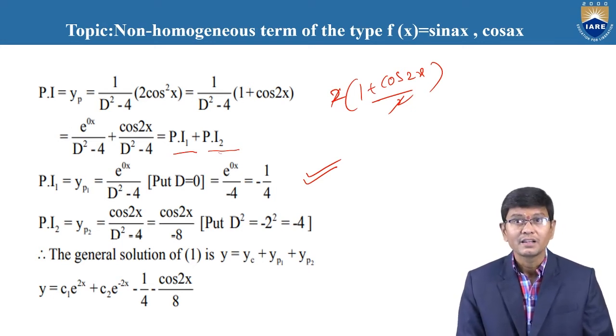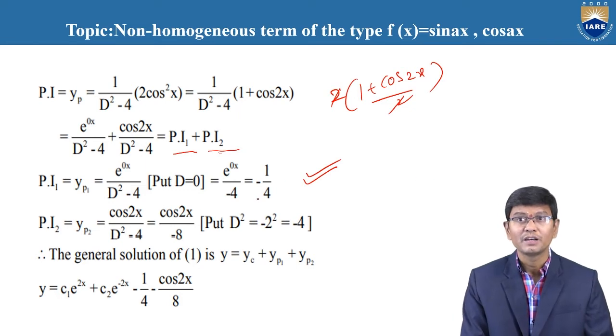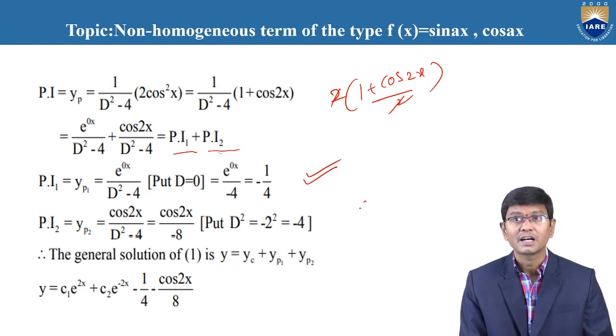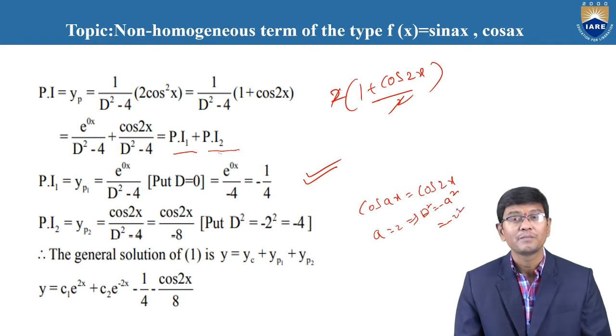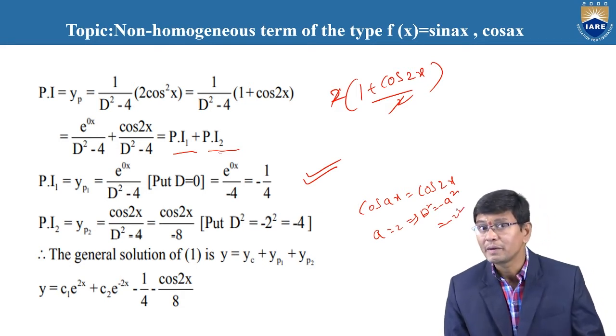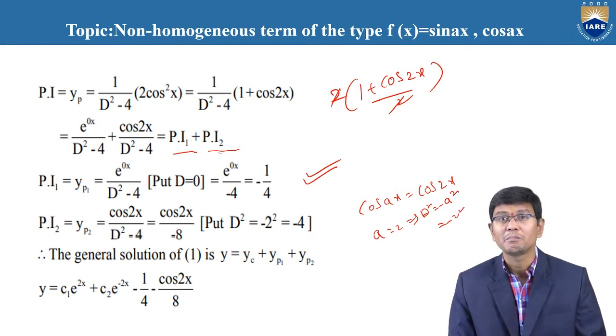And here, that a is nothing but 2 only. Therefore, according to the given equation, cos ax is replaced by cos 2x, therefore a is equal to 2. Therefore, minus d square is equal to minus a square, which is minus 2 square.